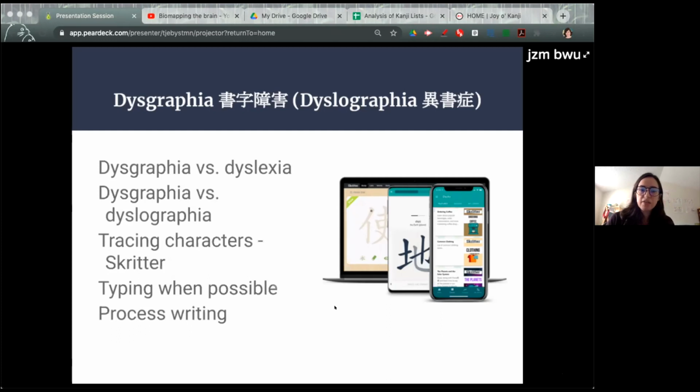In the case of Japanese and other languages that use meaning-based characters, there's a subtype of dysgraphia called dyslographia. That refers to learners' difficulties writing kanji or other meaning-based systems. And obviously, students who are studying Japanese are going to need to learn kana and kanji in order to be able to read authentic text and communicate with authentic audiences.